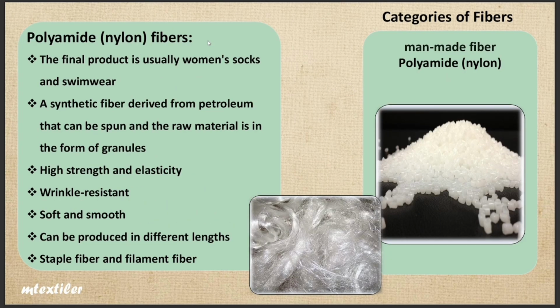In this slide, we examine polyamide fibers, commonly known as nylon. Their characteristics are as follows. The final products are often women's socks and swimwear. A synthetic fiber derived from petroleum that can be spun, with raw material in the form of granules, high strength and elasticity, wrinkle resistant, soft and smooth, can be produced in different lengths: staple fiber and filament fiber. Although nylon is produced in filament form, it can also be converted into shorter lengths if needed.